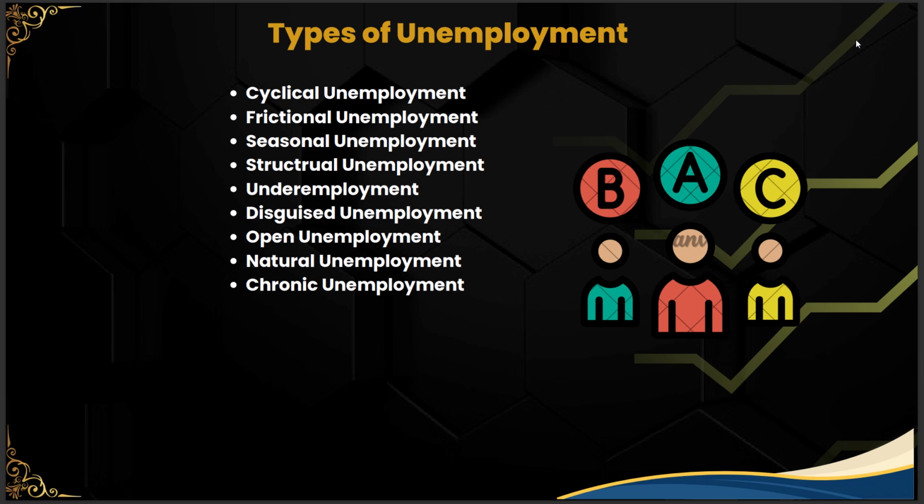Example can be said as the 2008 to 10 financial crisis is a major example for cyclical unemployment. Next one is frictional unemployment. It's also called search unemployment, where workers lose their current job and are in the process of finding a new one. Next one is seasonal unemployment.